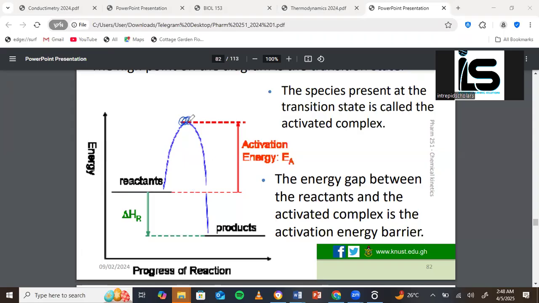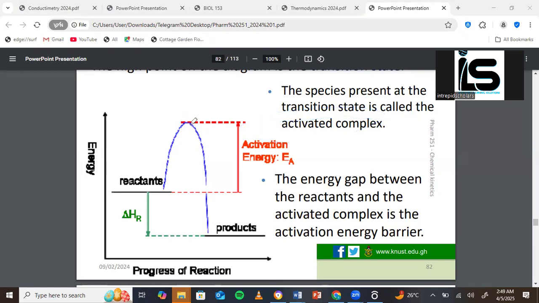Now, the highest point here is called the transition state. This is a place where the reactant is being turned to products. At this point, there's a formation of a complex. We call the complex the activated complex, right? So at the peak here, where we achieve the activation energy, this is called the transition state. And the complex formed here is an intermediate between the reactant and product. We call that complex the activated complex, right?